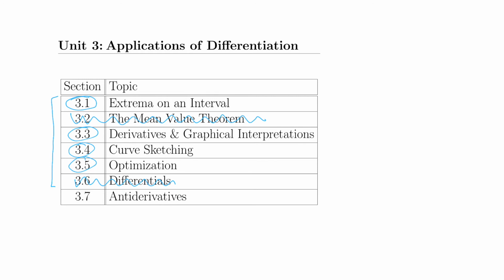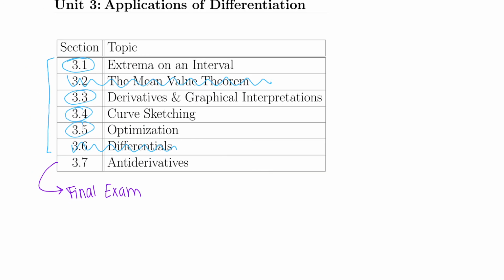This antiderivative stuff that we just finished talking about will be on the final exam. So all of Unit 4 happens after exam 3. Exam 1 covered Unit 1. Exam 2 covered Unit 2. Exam 3 covers most of Unit 3.